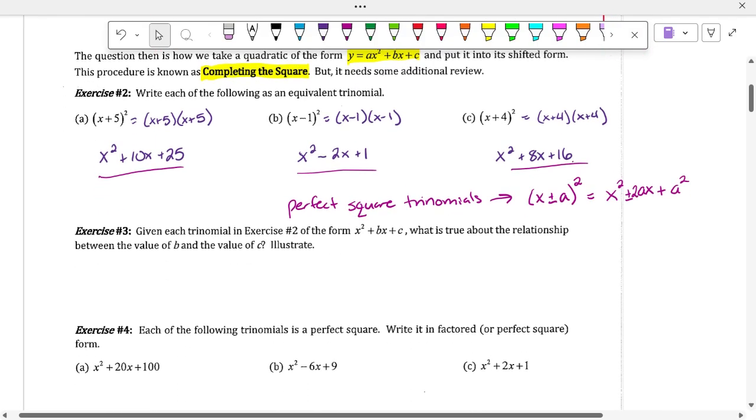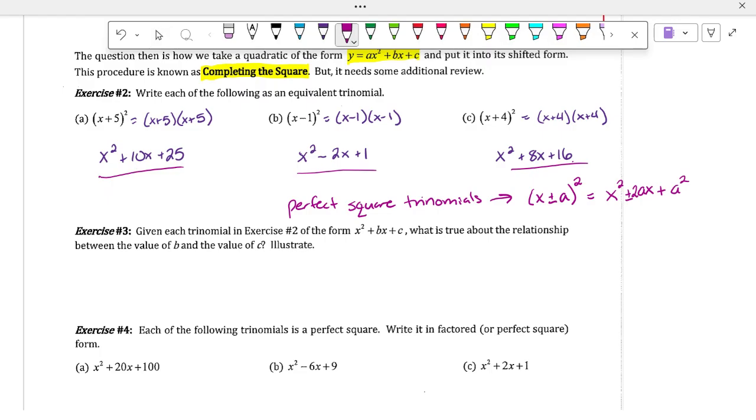So, given each trinomial in exercise 2, what is true about the relationship between the b and the c value? So, basically, how the b and the c relate is, if you look, the b is always half of this. Well, not quite.